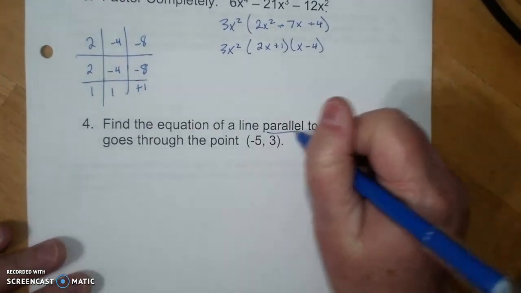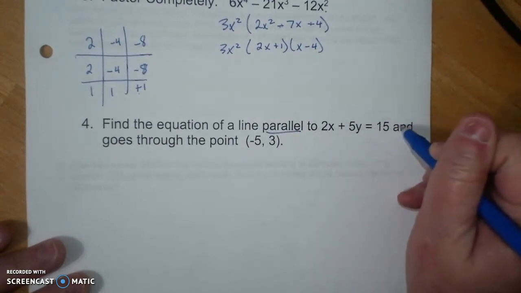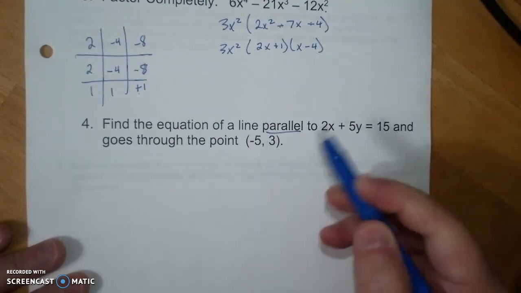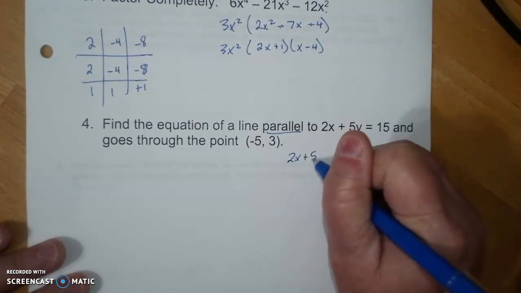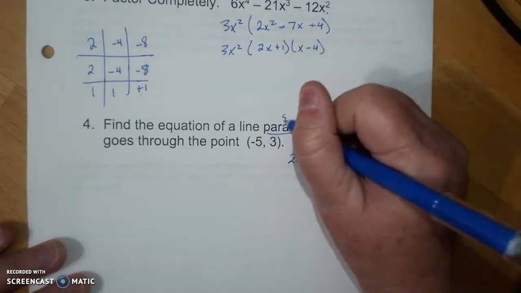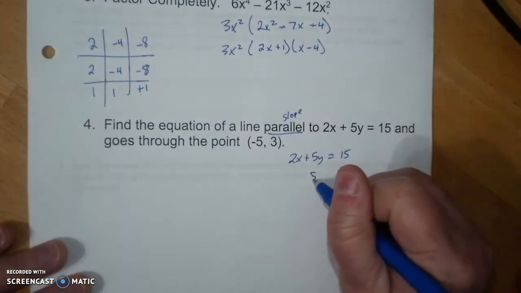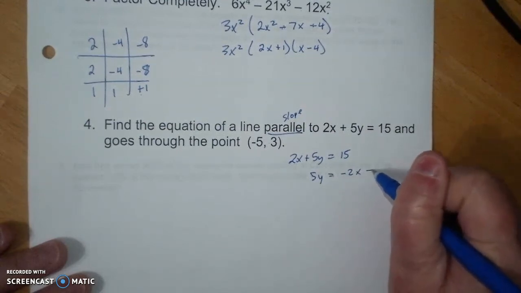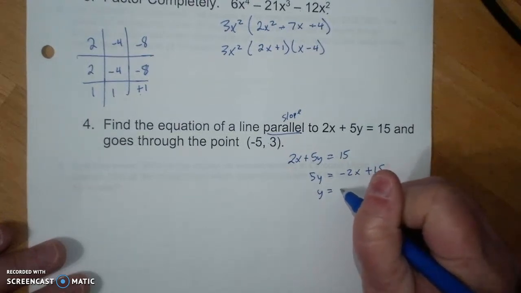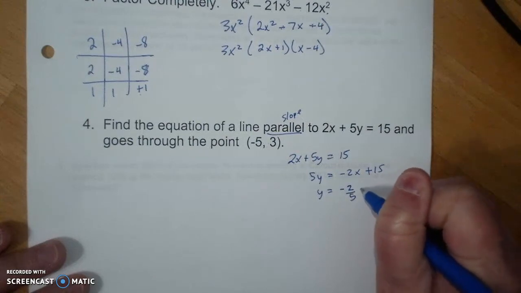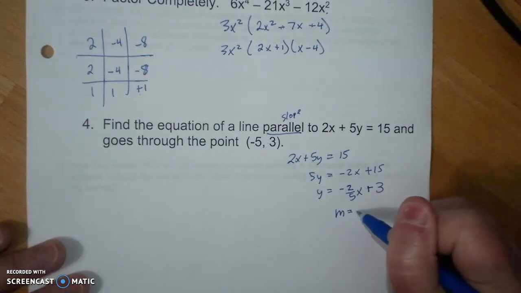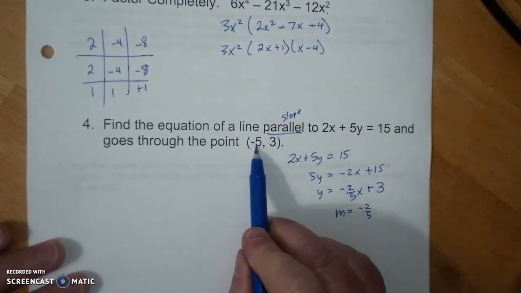Find the equation parallel to 2x plus 5y equals 15 and goes through a given point. Some of you are finding the parallel, but you're not making it go through that point. So first of all, 2x plus 5y equals 15. I need it in slope-intercept form because I need a slope. And so 5y equals negative 2x plus 15. Y equals negative 2/5 x plus 3. My slope is negative 2/5, and there's my point.